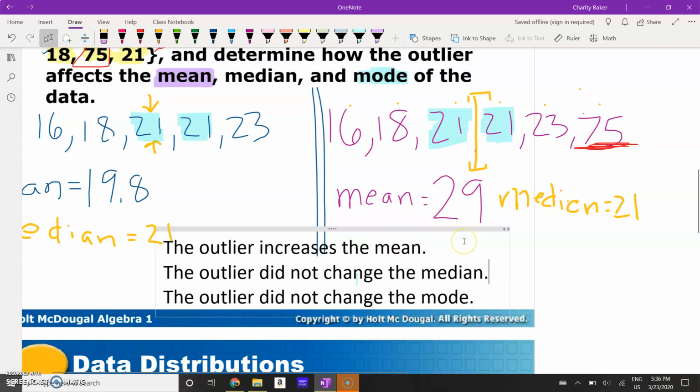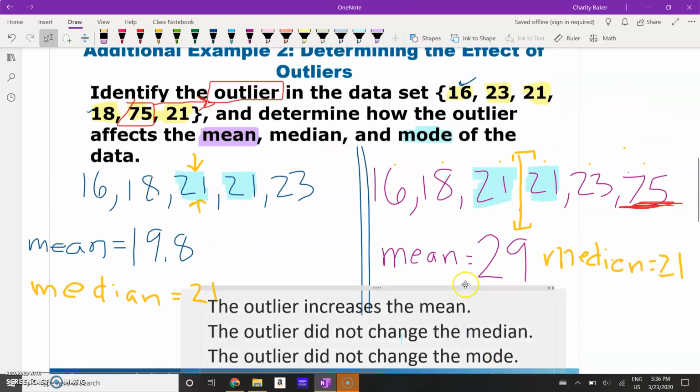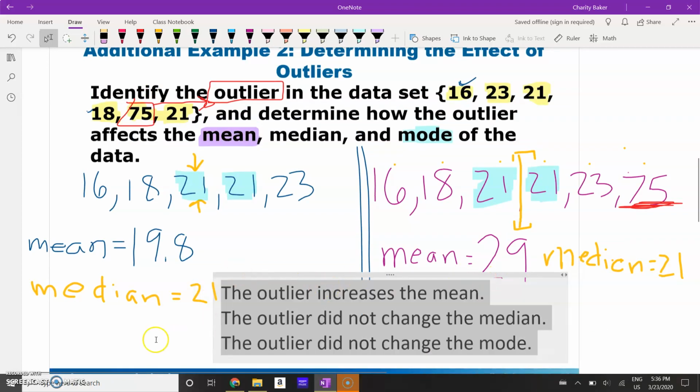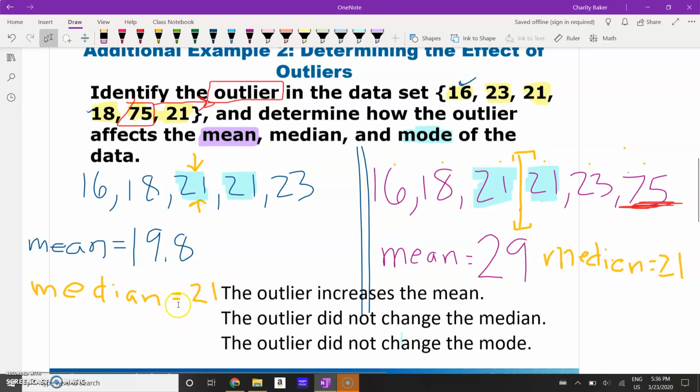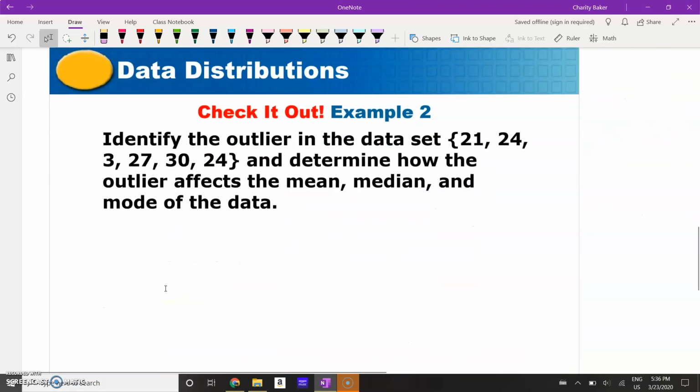Okay, now these aren't the answers for every single problem like this. It might change the median. Do you think having an outlier is going to change a mode? Go ahead and think about that. There's another problem down here I want you to try before you see the next video. So here you go, and the answers will be in the next video. Good luck.